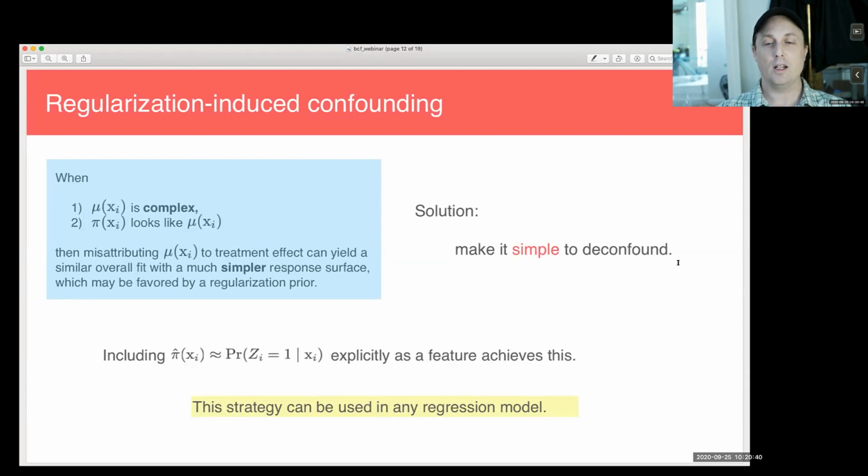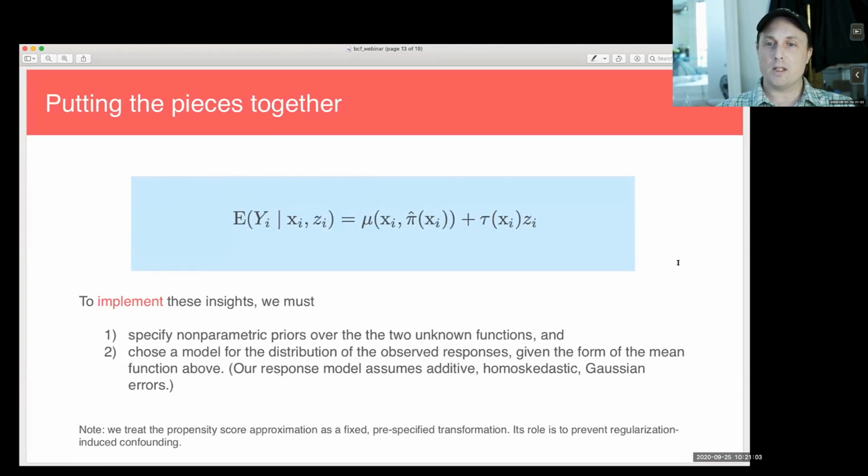So we want to make sure that we allow the deconfounding to be easy to find, and easy in this case at a rough level means one-dimensional, right? If X is many, many dimensions, and then we include this as a feature, we make it very easy to deconfound. And it seems to work. Okay. So when we put these pieces together, what we get is that we recommend using the treatment effect parameterization, and we recommend including an approximation of the propensity function as a covariate in our mu function, in our prognostic function.